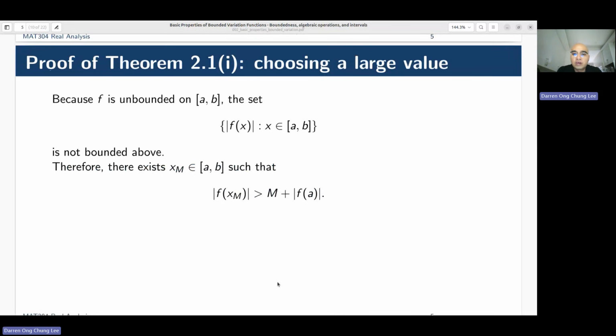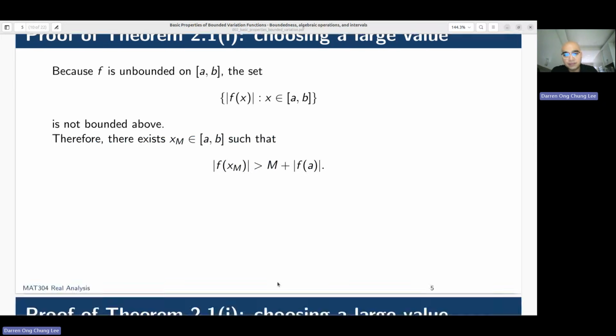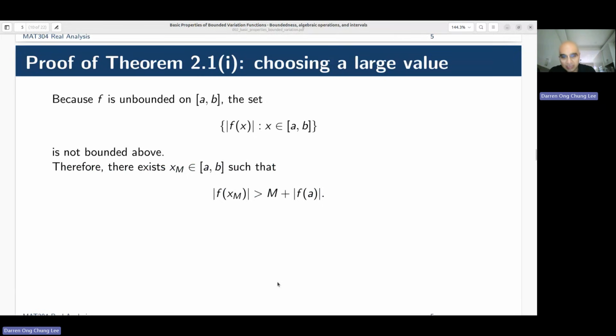Maybe those of you who are students in my class, you can ask me about this in class, and I can explain a bit more. But this is just the correct choice. Okay, we want to choose m plus |f(a)|, and we know that there is x_m, so that the absolute value of f(x_m) is bigger than m plus |f(a)|, right? And I think you can see quite clearly later why this m plus |f(a)| is chosen.